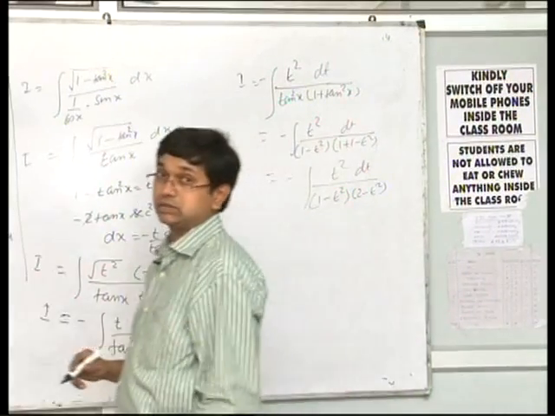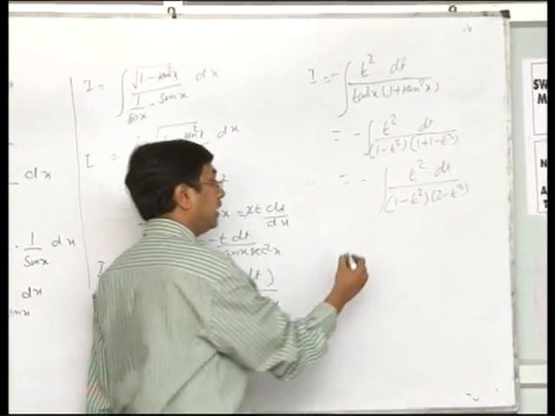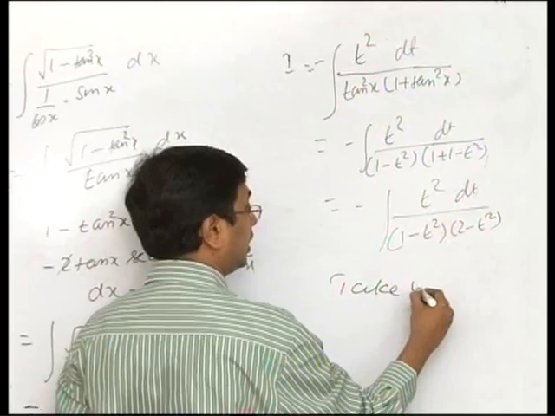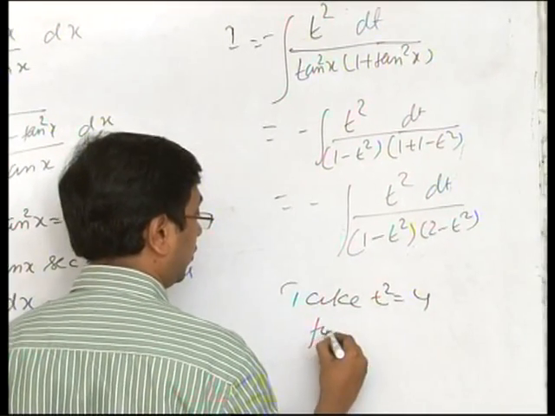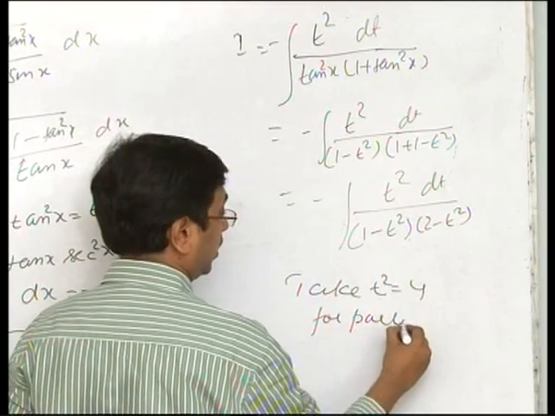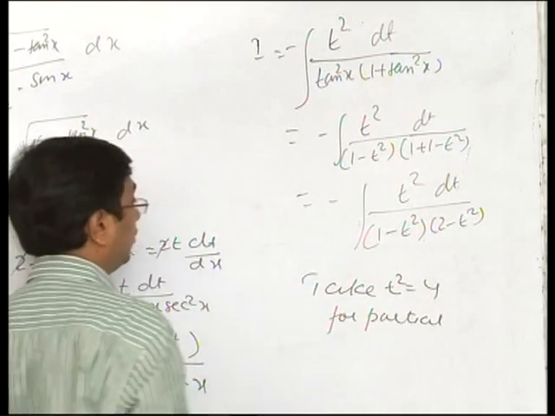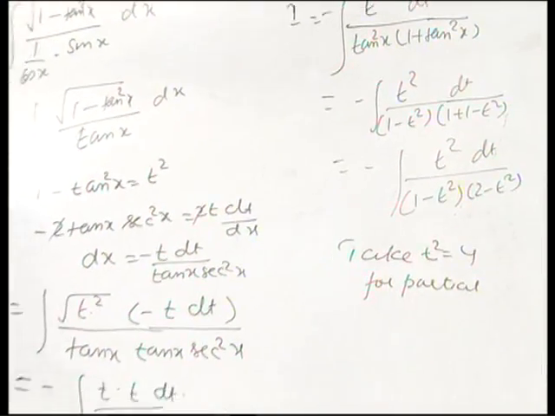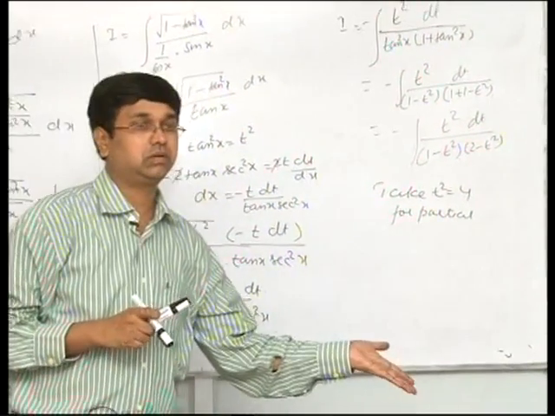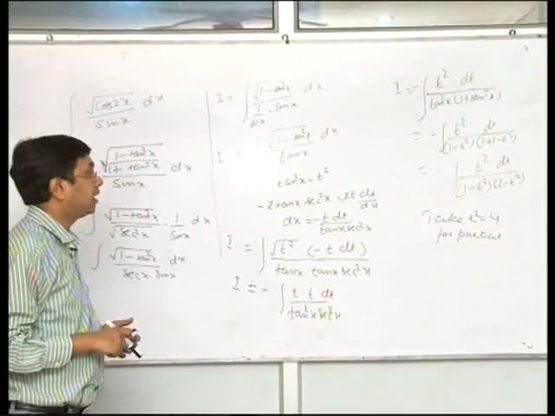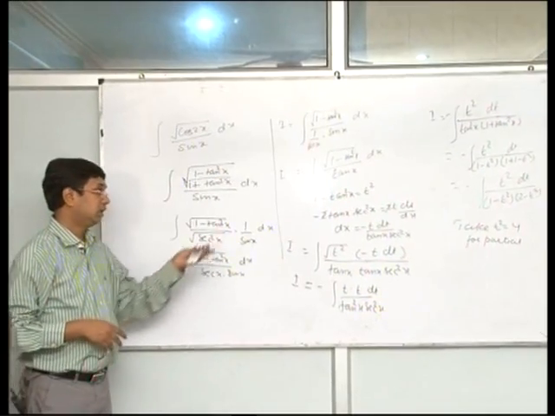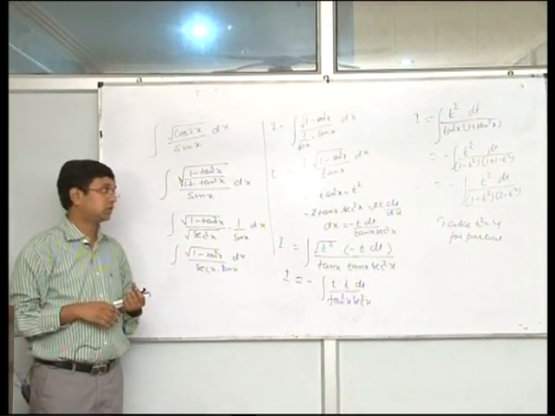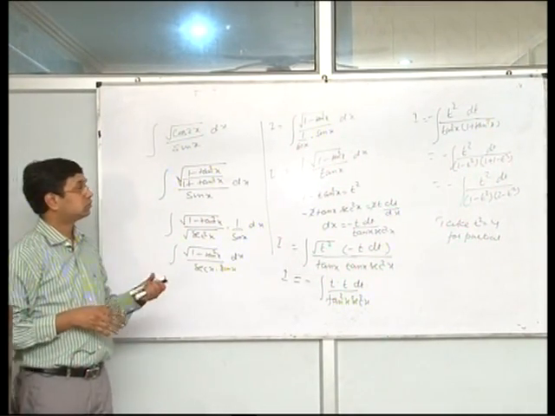where you can integrate this. And how do you integrate? Take t square equal to y for partial fractions. So this is a very standard form where you can take t square equal to y for partial fractions and go ahead. But I would still suggest that this would be a little longer method. So the previous one is comparatively easier method because here we'll still have to break into partial fractions and go ahead. So I'd suggest to go by that method.